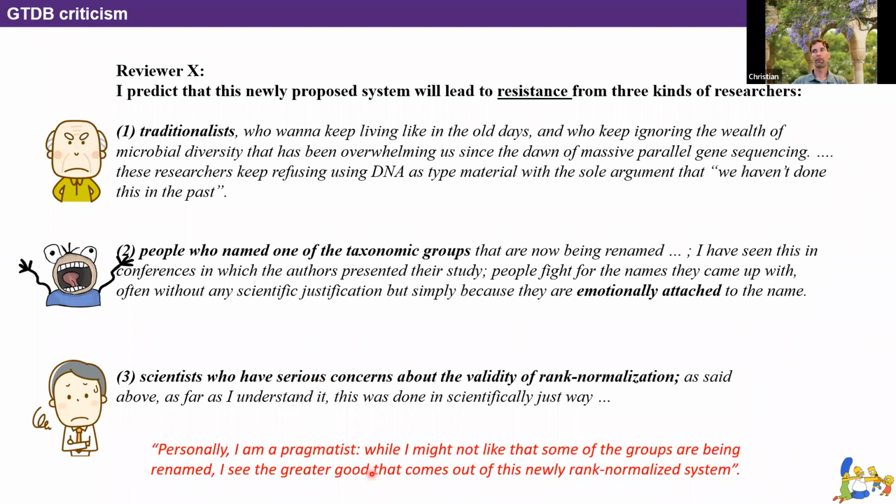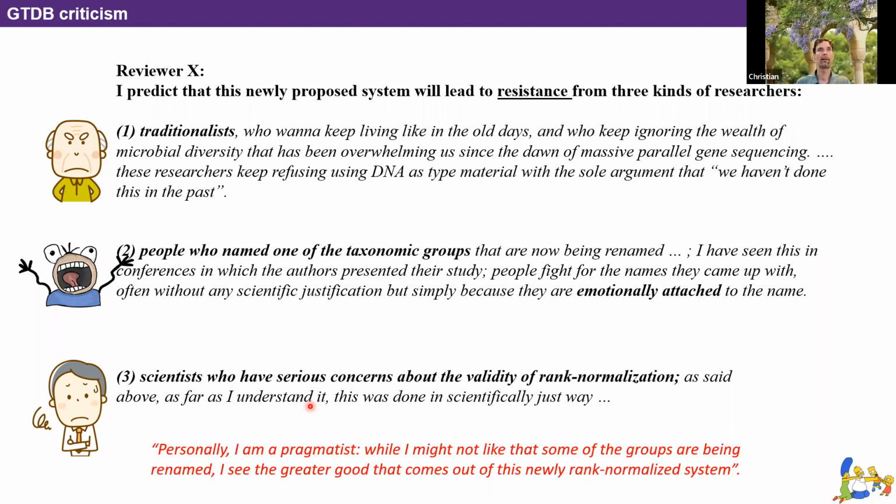Okay, so yes, what can we do about this, or how can we respond to that? We can definitely respond to number 3, right? Those are scientists that have serious concerns about our rank normalization system. And one argument that came up in the discussion is, well, it's too early to really work on the archaeal taxonomy because we don't know where the root is, right? Without knowing the root, we cannot establish the ranks.